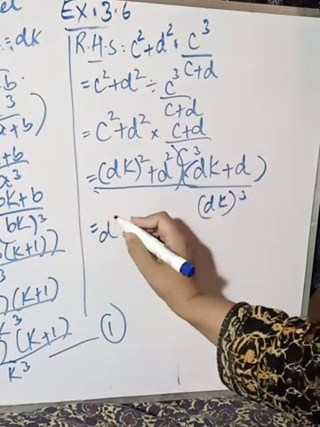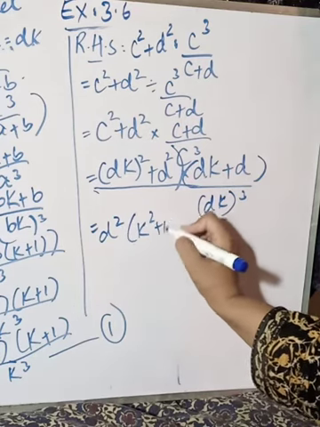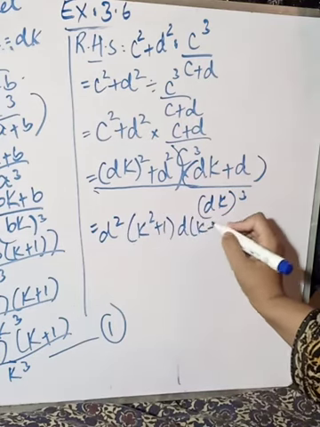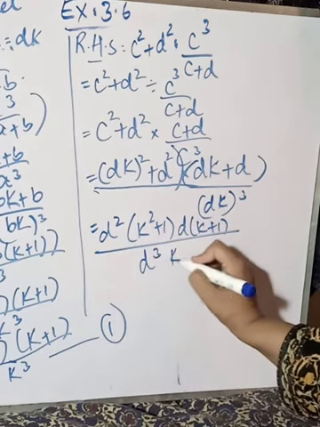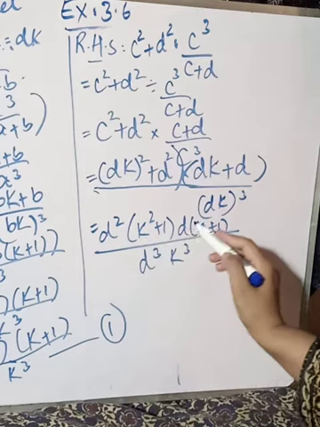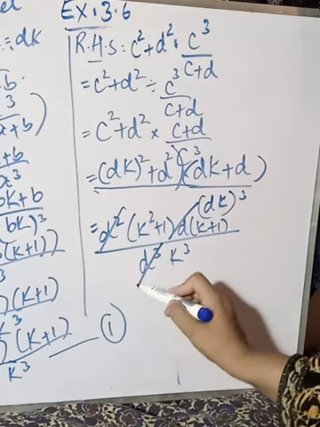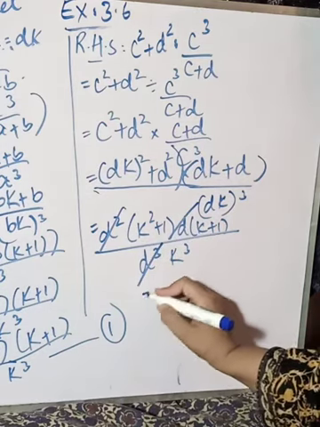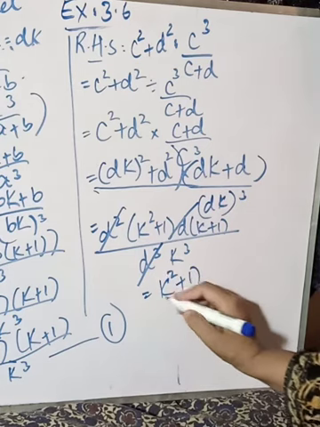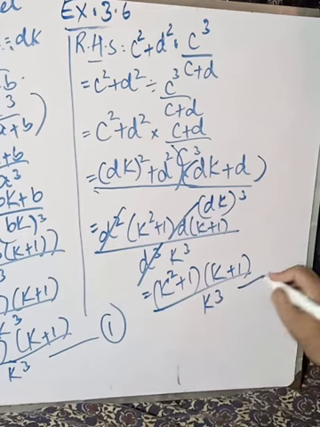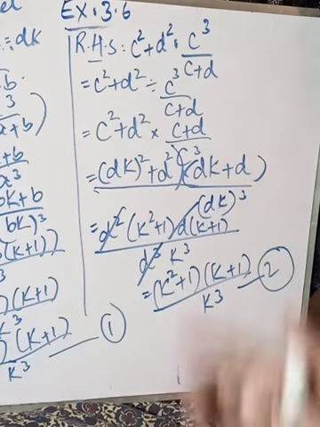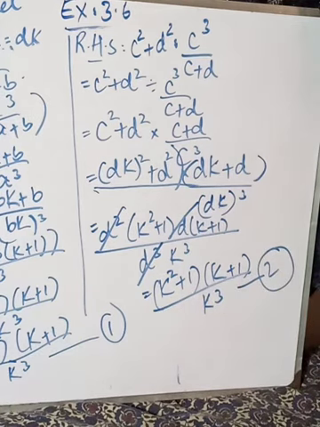Next, take d square common. I am left with k square plus 1. Take d common. I am left with k plus 1 divided by, it means that it's d cube and k cube. Now d square and d, they both will make d cube, cancel. मेरे पास क्या रह गया? That is k square plus 1 multiplied by k plus 1 divided by k का cube. Say it's equation number 2. So from 1 and 2, left hand side is equal to right hand side, as both answers are the same.